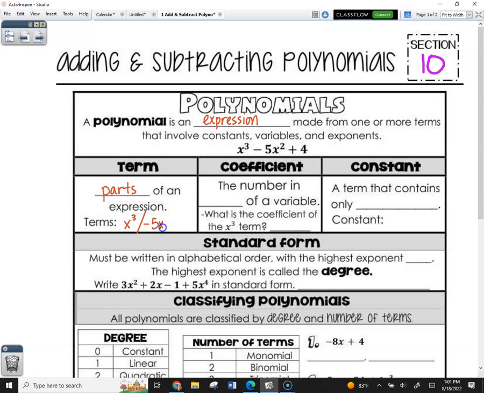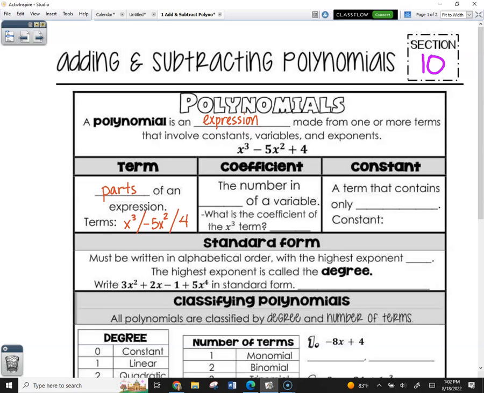Negative 5x squared is a term. Even simple numbers by themselves, like 4, is a term. Okay? Terms are separated by plus and minus signs. You will also find that terms are always nice, pretty numbers. Polynomials do not have fractions, which is why I love polynomials.